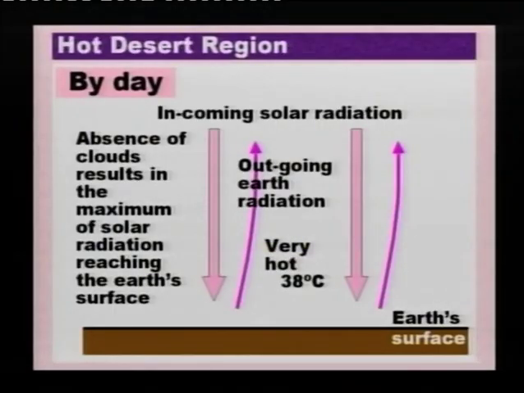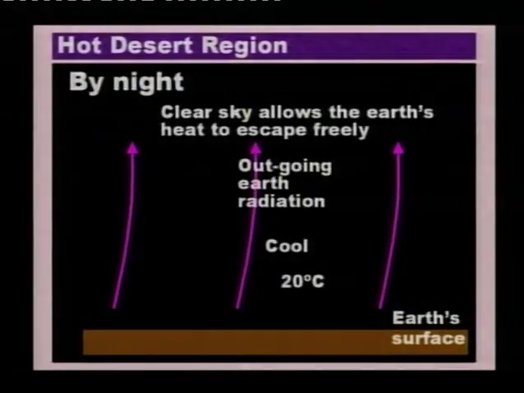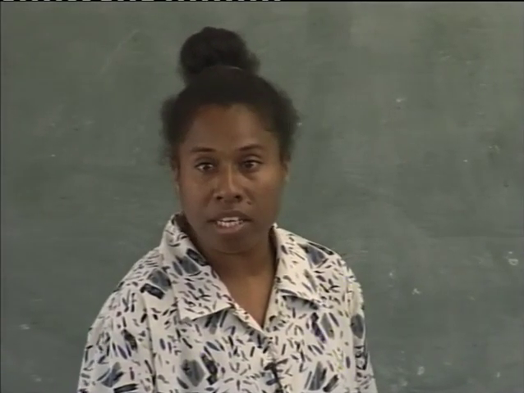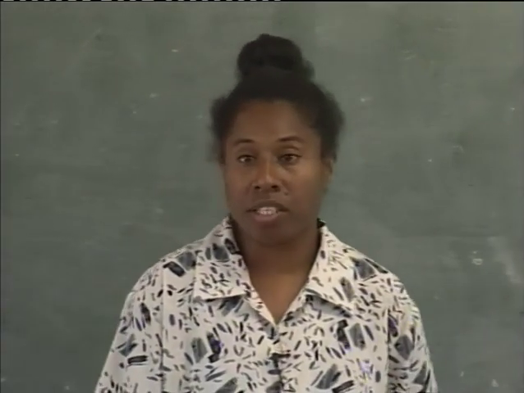Then we looked at an area of the world where there are hardly any clouds, and that is the desert region. By day, because of the absence of clouds, we have maximum solar radiation reaching the surface, resulting in the areas becoming very hot. By night, again because of the absence of clouds, the heat is able to escape freely, resulting in the desert regions being very cold at night. Because of cloud cover, we can see the difference in the temperatures.